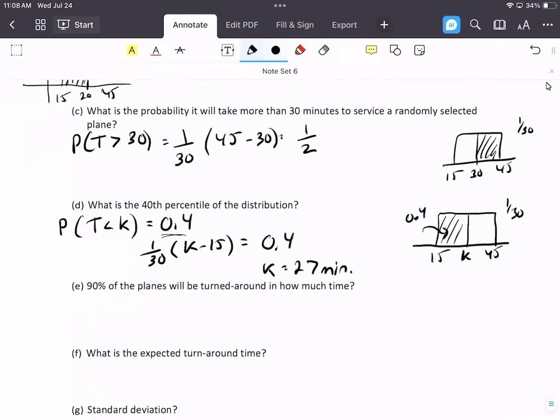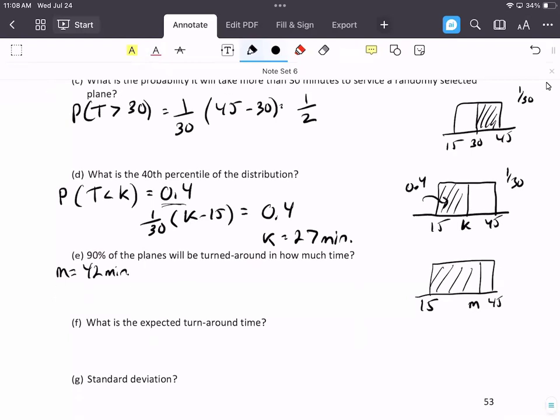Now it's asking, 90% of planes will be turned around in about how much time? Now here we're doing 90%. I've got 45, and we're going to go all the way up to 90. And I'll call this one M just to make sure that we all see it. I'm not going to write this one out, but I would suggest practicing this, and you should get 42 minutes.